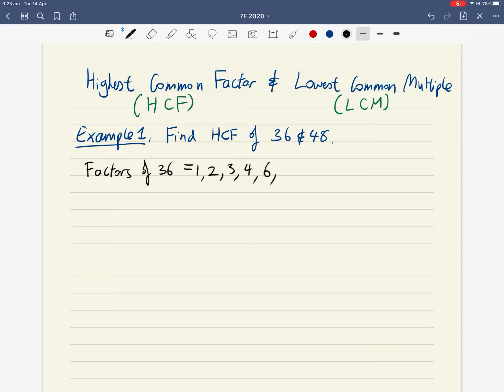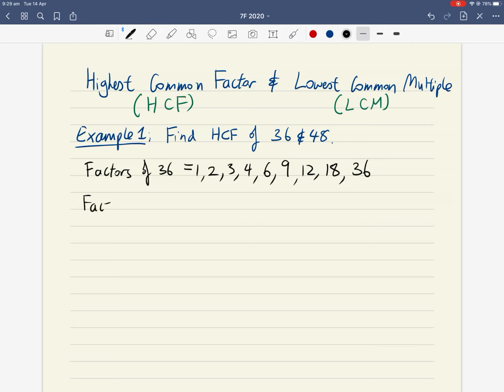7, no. 8, no. And then we go to 9. Now we get to the pairing, so 4 times 9, and the next number is the next set of pairing for 3. So 3 times 12 is 36, 2 times 18 is 36, and 1 times 36 is also 36.